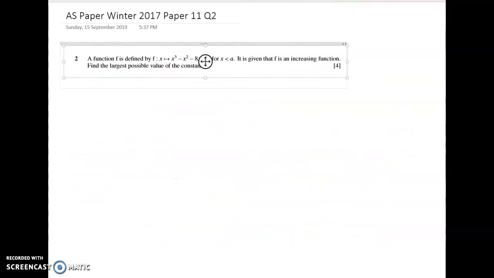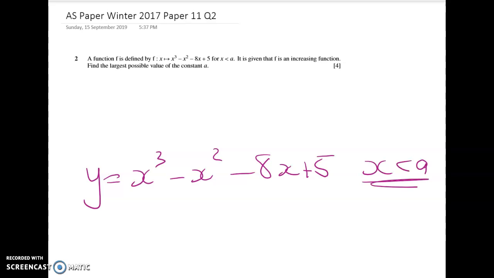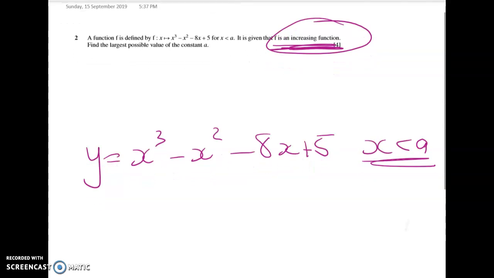Where is it? Here we go. Right, a function is defined by this. So we've got a cubic: y is equal to x cubed minus x squared minus 8x plus 5. And we're told that it's defined only for x up to a value a, and that f is an increasing function. So when we say increasing function here, we mean that for the whole of the function, the gradient is positive.